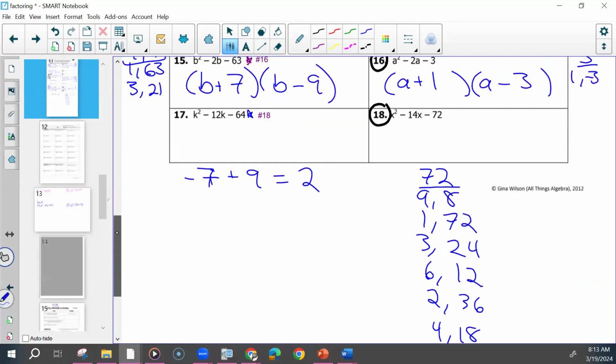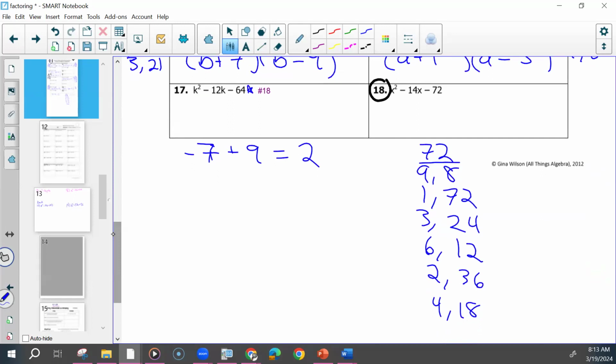All right, so of these two, which pair would we use to get -14? 4 and 18, with the 18 negative. So our two factors are x plus 4 and x minus 18.